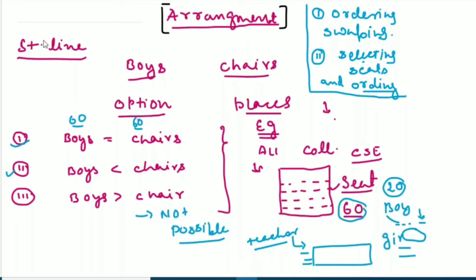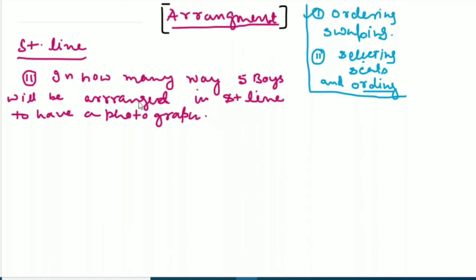So can I say that the straight line arrangement can be done in two ways? Number one is when boys are equal to chairs, and the second is when boys are less than chairs. These are the only two practical cases of having the arrangement together. In how many ways will 5 boys arrange in a straight line to have a photograph? So whenever we go to the next part of the story, this is how we need to talk about it.